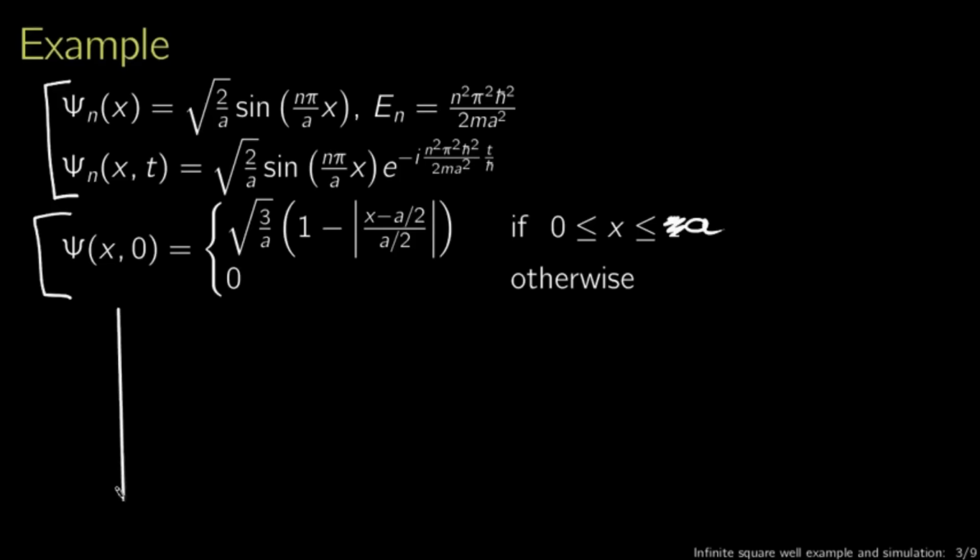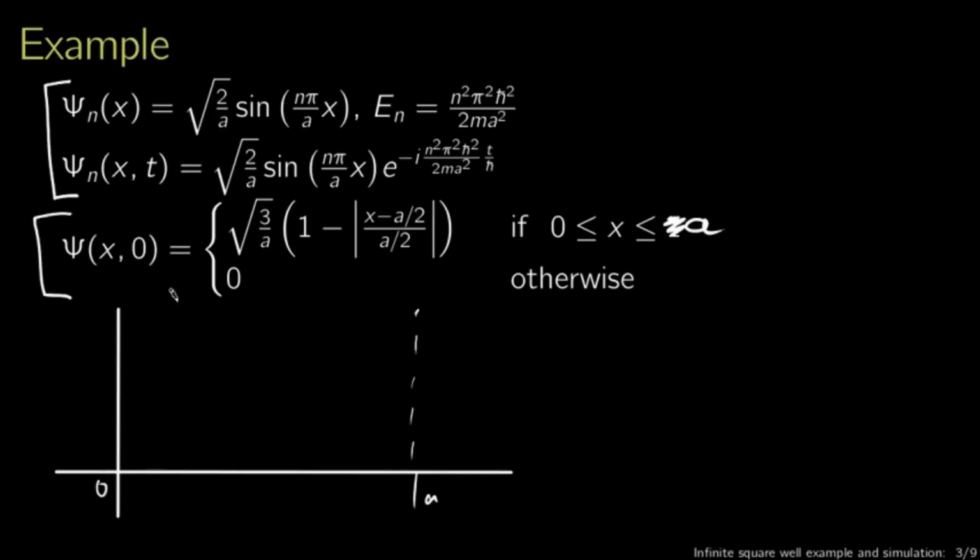But what the plot actually looks like, if I draw a coordinate system here going from 0 to a, is this. It's just a tent, a properly built tent with straight walls going up to a nice peak in the middle. Our general procedure suggests that we express this initial condition in terms of these stationary states with their time dependence, and that will tell us everything we need to know.